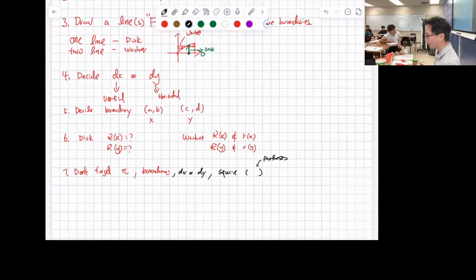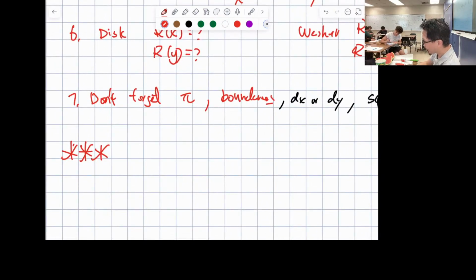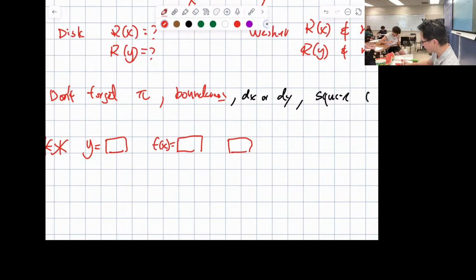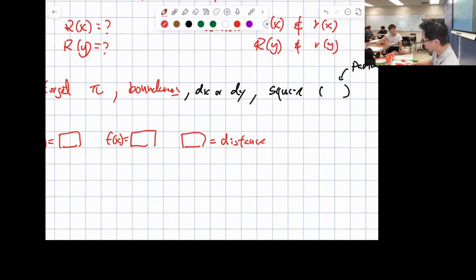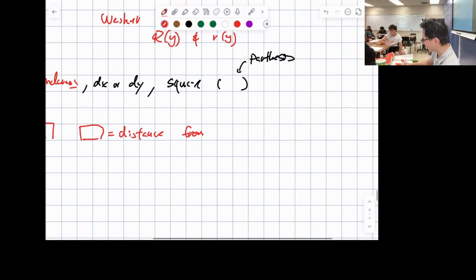So this is the basic 7-step, but the last one here is very crucial. This one, I'm going to put a 3-star mark on, is for you to understand. If I ever have y equal to some type of thing, or f of x equal to some type of thing, that thing represents the distance from the x-axis to the function.